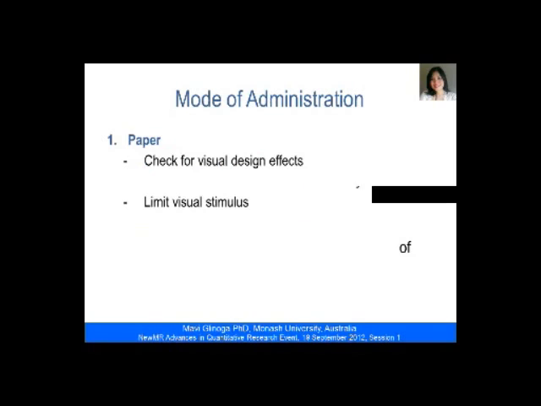The third part is the mode of administration. The way that you execute your data collection can also induce bias in your research. One option, a traditional option, is paper-based. So you need to check the effects of your visual design. A lot of researchers suggest using neutral colors if you're going to use a paper-based design. Because if you use colored paper, some people don't like colors, like green or brown, and that can have an impact on their mood and their attitude, and it's highly likely to induce bias in the way that they respond.